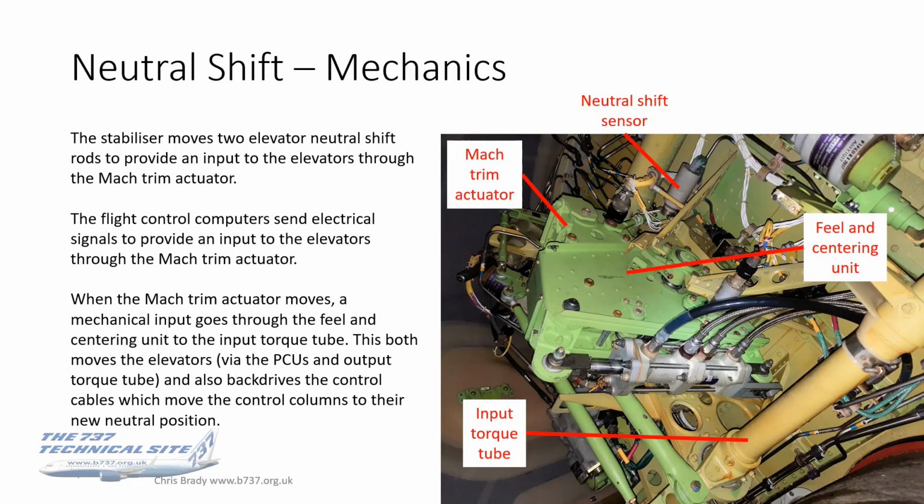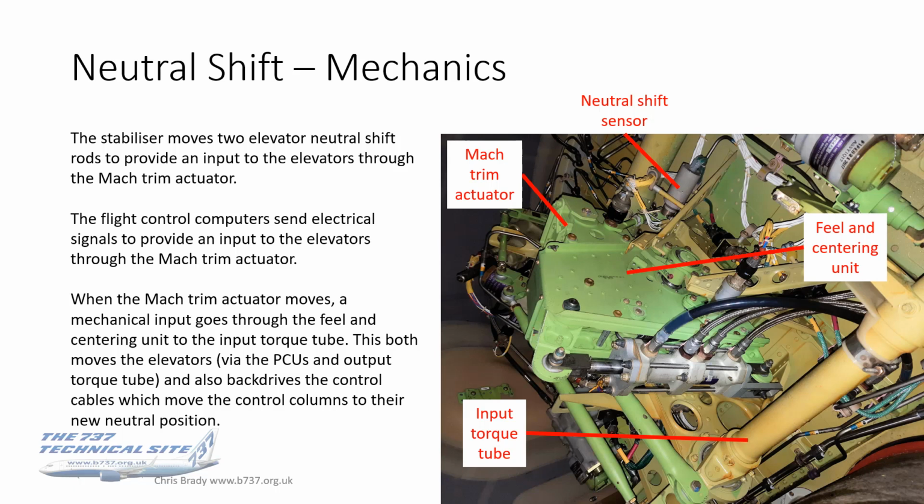All right, so the mechanics of it. Again, we've kind of covered this before, but more specifically for the neutral shift function. So the stab moves the two elevator neutral shift rods, which you can just about see at the top of the picture. That provides an input to the elevators through the Mach trim actuator.